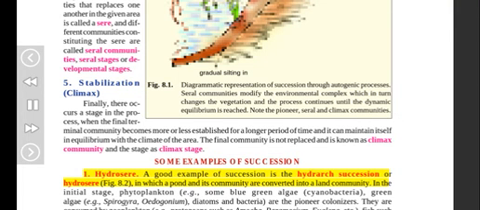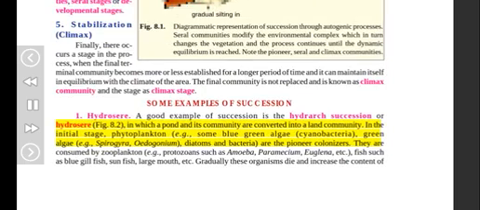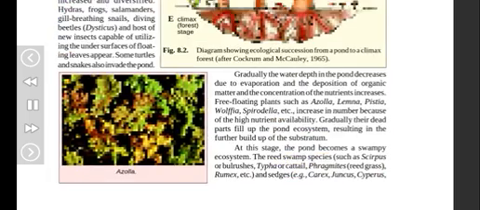A good example of succession is the hydrarch succession or hydrosere, figure 8.2, in which a pond and its community are converted into a land community. In the initial stage, phytoplankton, e.g., some blue-green algae, cyanobacteria, green algae, e.g., Spirogyra, Oedogonium, diatoms and bacteria, are the pioneer colonizers. They are consumed by zooplankton, e.g., protozoans such as amoeba, paramecium, euglena, etc., fish such as bluegill fish, sunfish, largemouth, etc. Gradually these organisms die and increase the content of dead organic matter in the pond.